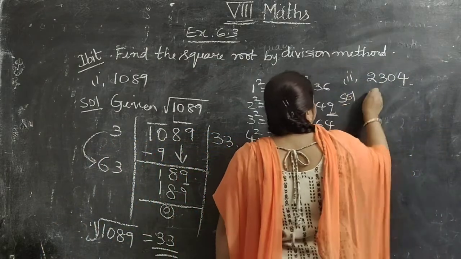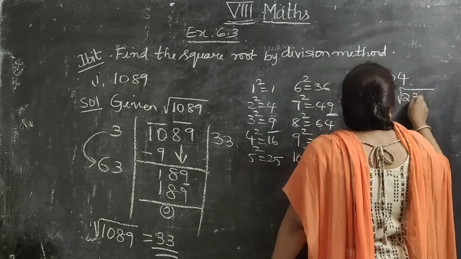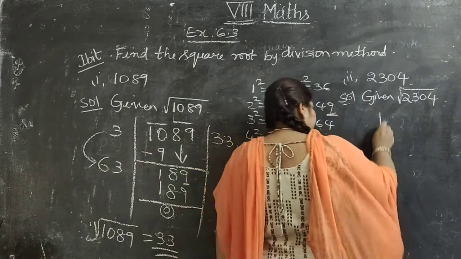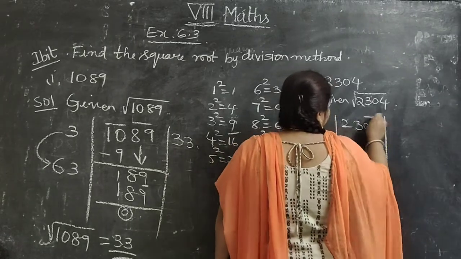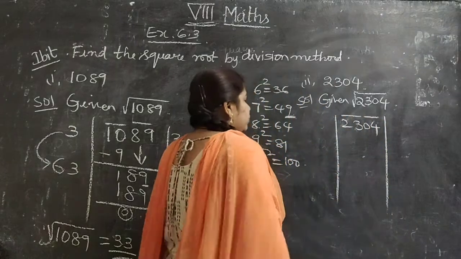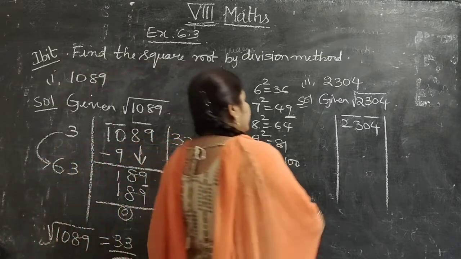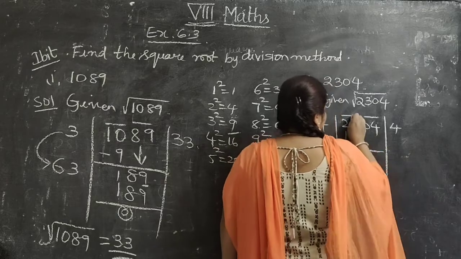So we have to find the square root of this value, the square root of 2304. By using the long division method, we have to find the square root. First pair the values from the right side. For 23, we have to take a value less than 23, that is 16. So 4 4's are 16.